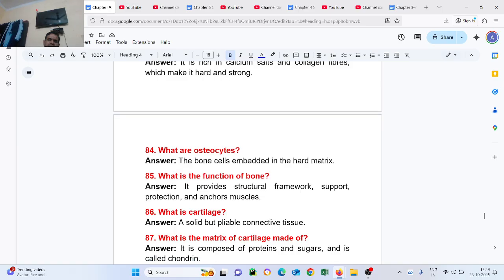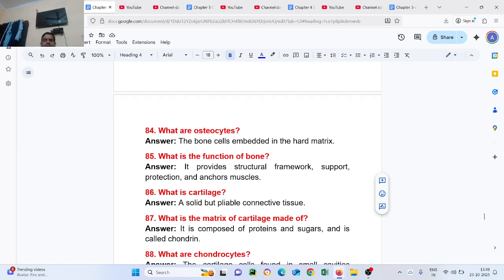Question number 86. What is cartilage? A solid but malleable connective tissue is called cartilage.